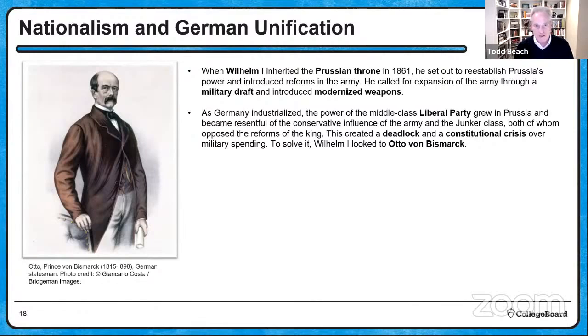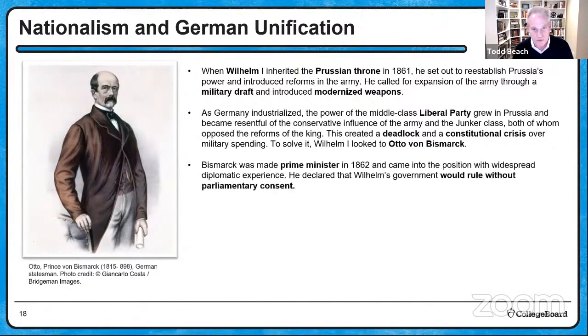Germany industrializes, and we have the middle-class liberal party also growing at the same time. They don't like the conservative influence of the army and that Junker class, which leads the army. Both of them are opposing reforms of the king, and it's a deadlock because Wilhelm really wants to build up this army and get going, but the party controlling the purse strings in parliament are saying, no, we're not going to do that. So Wilhelm says, you know what? I know a guy, and I'm going to bring in Otto von Bismarck.